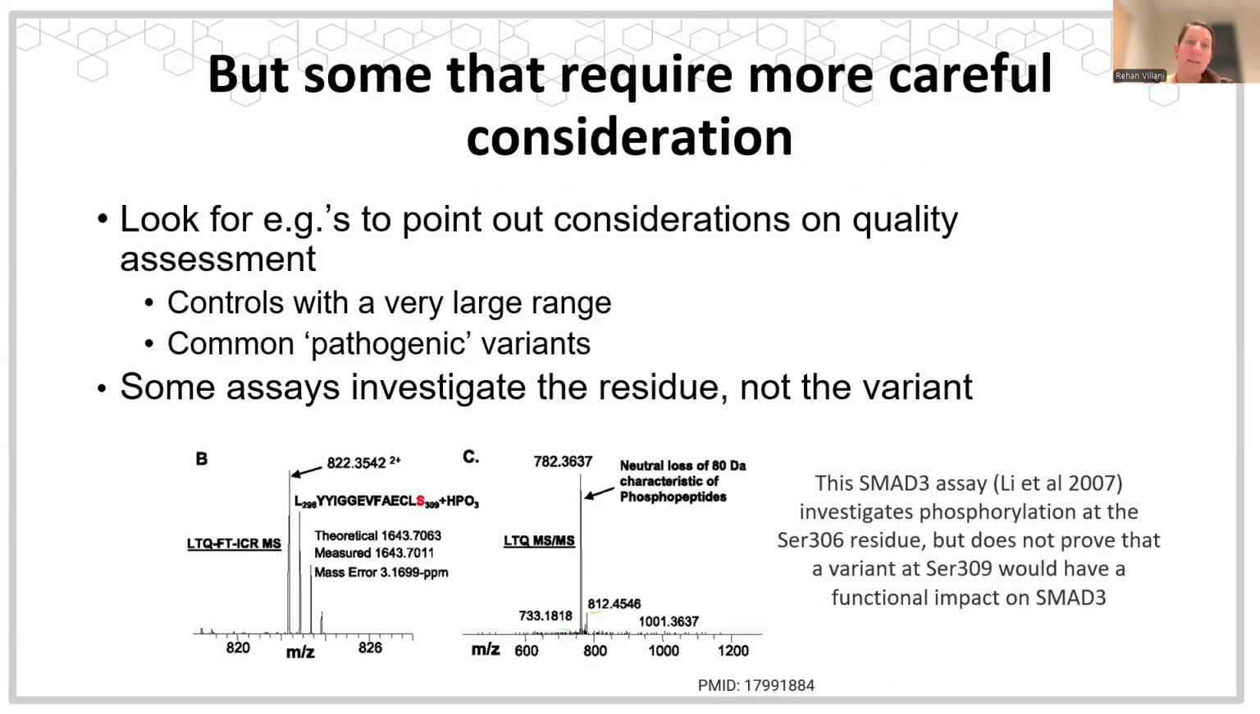However, in some cases, low throughput assays do require some careful considerations. Are they reliable assays? Do they have controls? Do the controls have a large range? Also, are the pathogenic variants that they're investigating rare or common? Some assays also investigate the residue and not the variant. For example, this assay example you can see here is looking at phosphorylation of that residue, but doesn't investigate the impact of a variant at that residue on SMAD3.